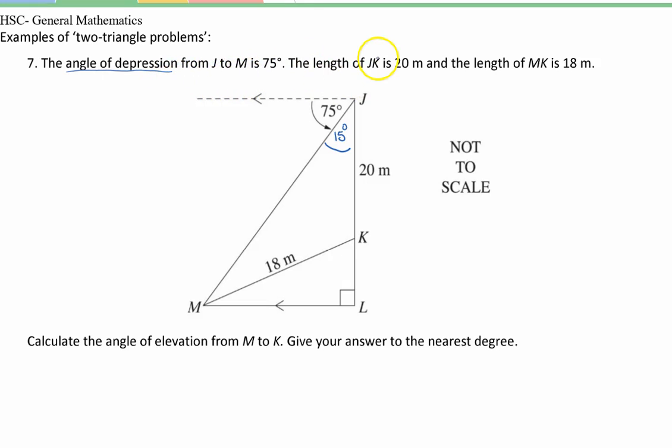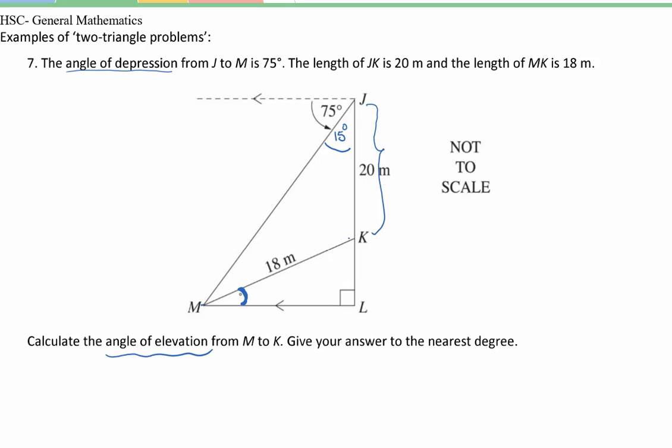The length of J to K is 20, so that's not a right angle triangle. J to K to M is not right angled. M to K is 18. Calculate the angle of elevation. So the angle of elevation from M to K in here, we've got to find this angle. Angle of elevation from M to K.